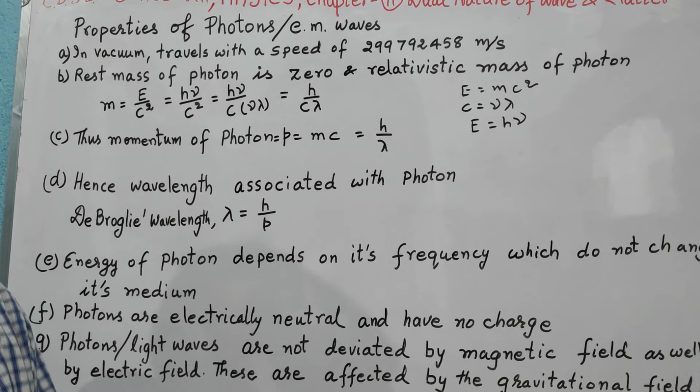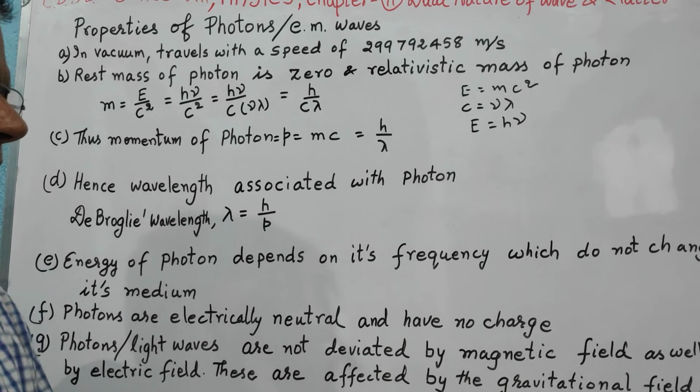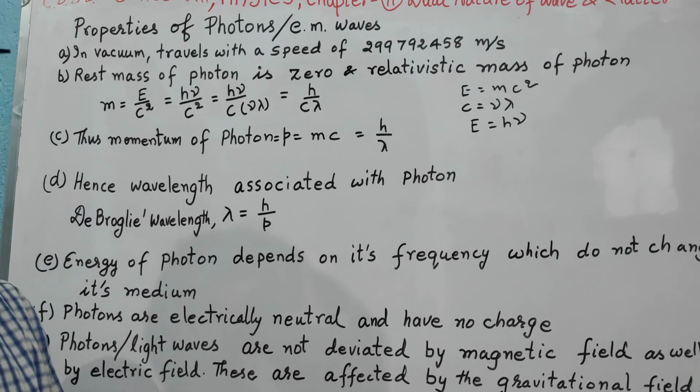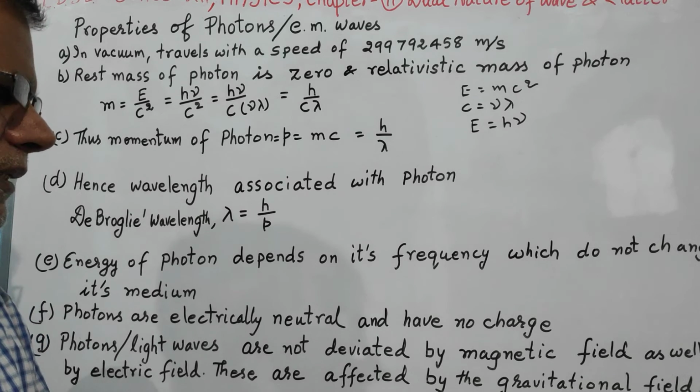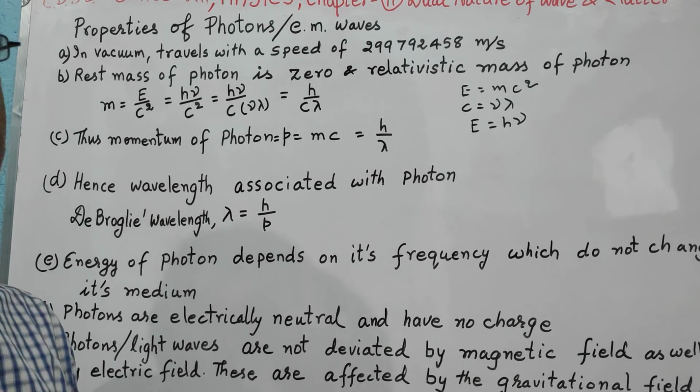Photons are electrically neutral, means light is electrically neutral. There is no net charge. It is not affected by electric field as well as by magnetic field. It is only affected by gravitational field.